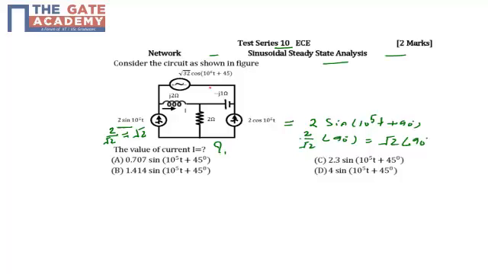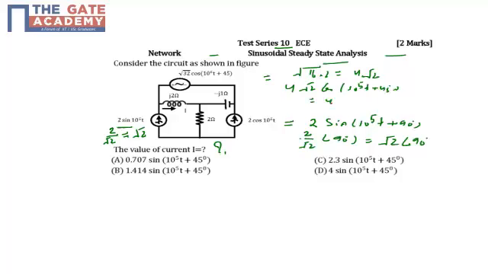Similarly, here we also have one voltage source which has a magnitude of under root of 32 cos of 10 raised to power 5t plus 45 degrees. So under root 32 is basically under root of 16 into 2, which is 4 root 2, right? So I can rewrite it as 4 root 2 cos of 10 raised to power 5t plus 45 degrees.